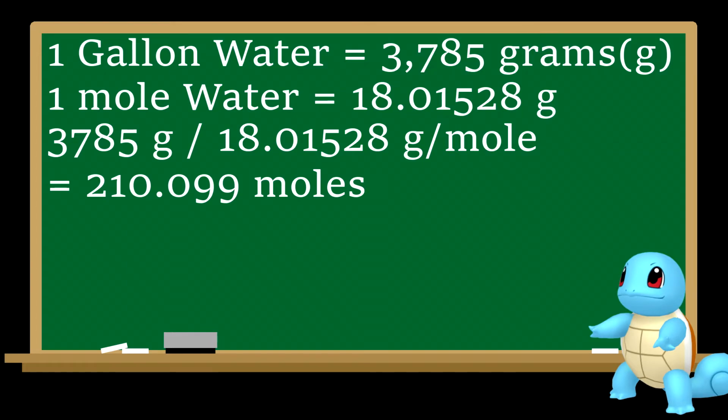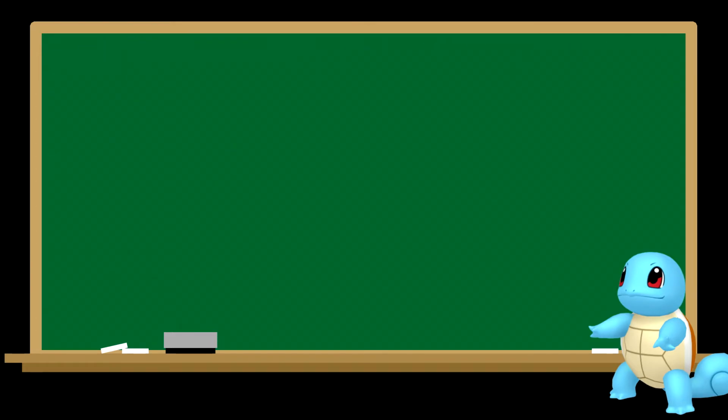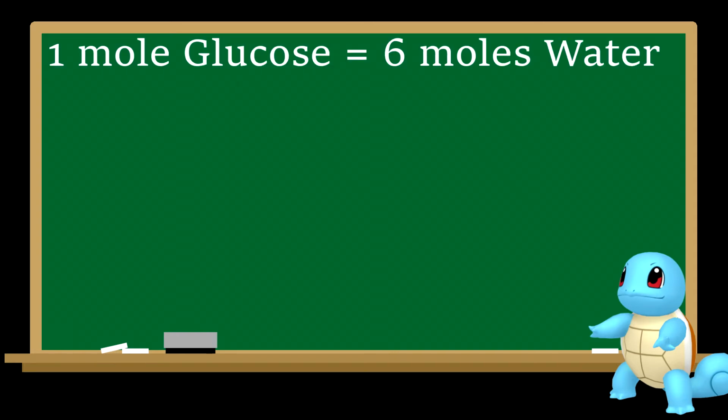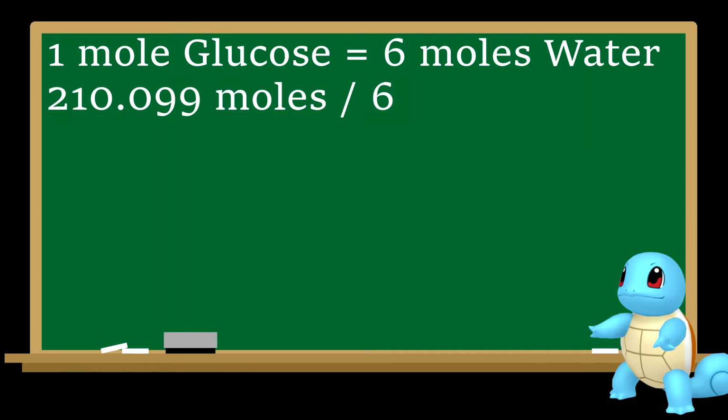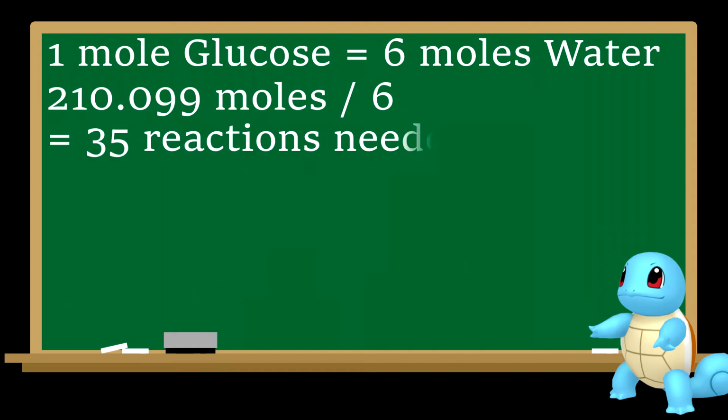We've already established that 1 glucose molecule equals 6 water molecules, right? Well, that applies to moles as well. 1 mole of glucose yields 6 moles of water. So we can divide the 210.099 moles that we need by 6 to see how many times we need to run this reaction to get the quantity of water that we need. And it turns out to be roughly 35 times.